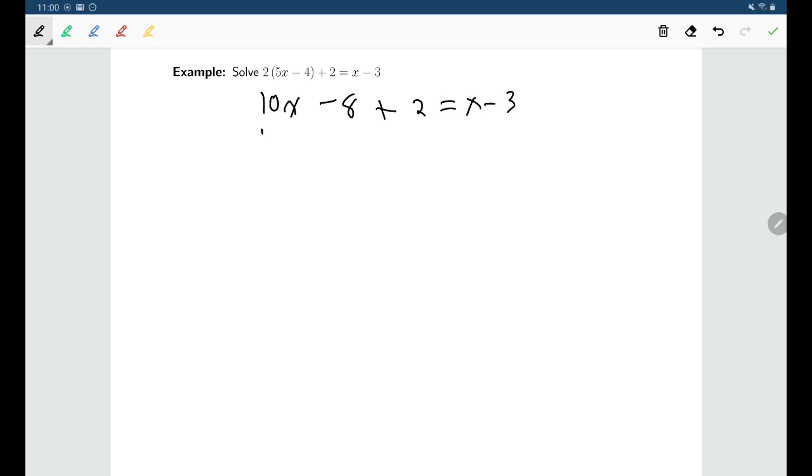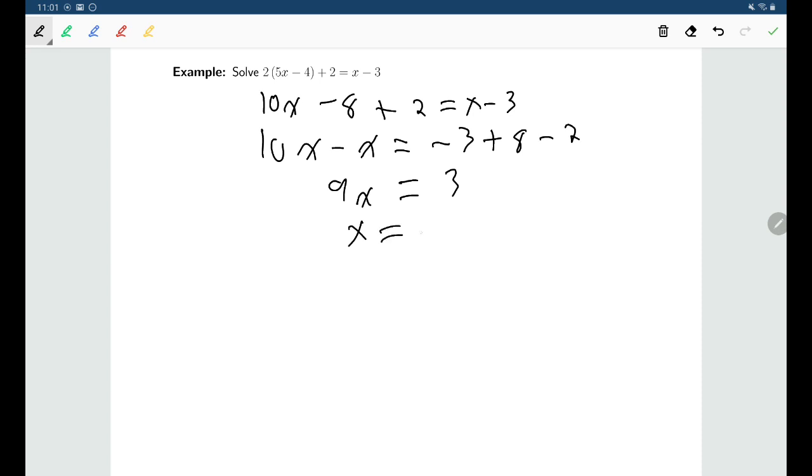I'll bring the x's to one side. I'll bring the constants to the other. And then on the right side, I've got 3. And on the left side, I've got 9x. And so there we go. I have 9x equals to 3, or x equals to 3 divided by 9, which in simplest terms, that's 1/3.